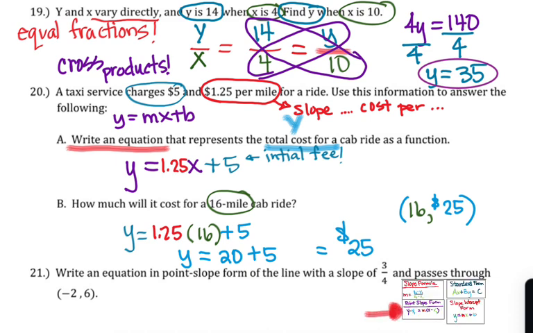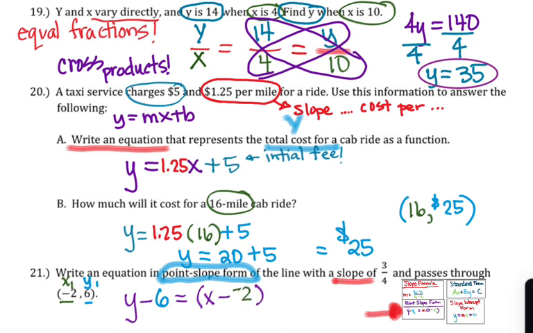On 21, we are using our formula sheet to use the point slope form. And if you're given a point and a slope, you use the point slope form, right? And all it's asking us to do is to put it into the point slope form. We don't even need to solve. So we find that on our formula sheet. We identify our slope and our point, and we substitute in. The y1 is 6. The slope is 3/4. And the x1 is -2.